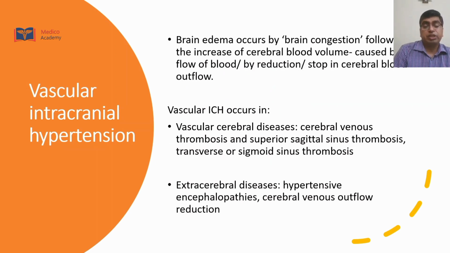Vascular intracranial hypertension occurs whenever there is brain edema due to brain congestion, followed either by increased cerebral blood volume, which is caused by increased flow of blood, or by reduction or stoppage in the cerebral blood outflow. This happens in diseases like cerebral venous thrombosis and superior sinus thrombosis, or an extracerebral disease like hypertensive encephalopathy or cerebral venous outflow reduction.